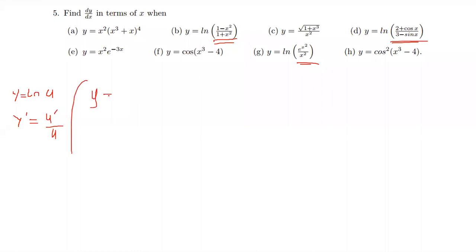This y can also be written in a product form instead of in a quotient form. So it's going to be written as ln of e to the power x squared, and then times x to the power negative 2. Here I can differentiate this using product rule, and then after using product rule, I'm going to divide my answer by this expression.